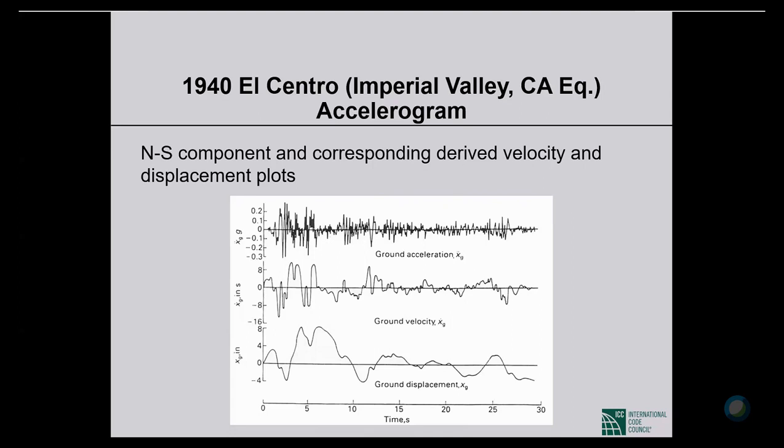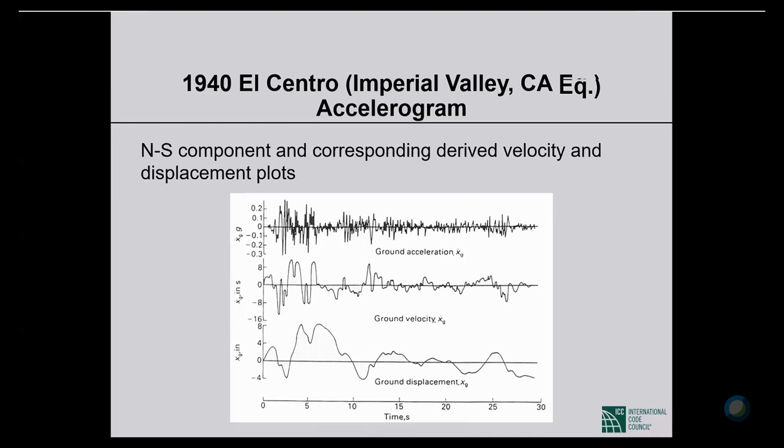The acceleration history is erratic. The velocities look less erratic. The period increases, the frequency decreases, the back and forth motions are not as frequent, and then when you go to ground displacement, it is downright ponderous movement.